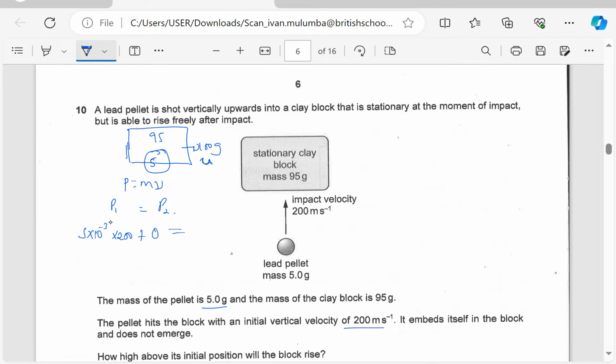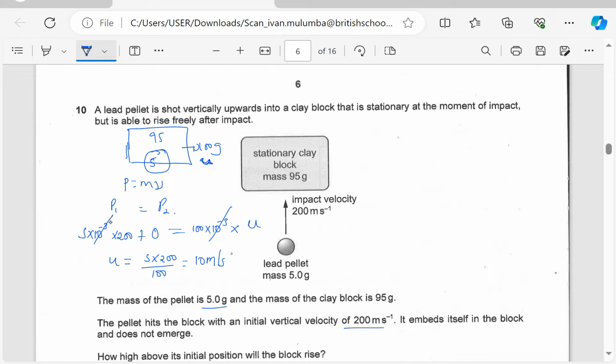After the collision, it becomes one body, which moves with the speed u upwards. So after the collision, total momentum is going to be the mass, which is 100 times 10 to the power of negative 3, times the velocity with which the system moves, which is u. So I'll cancel out this one. It means u is going to be equal to 5 times 200 divided by 100. So u is going to be 10 meters per second. So the initial speed with which the whole system moves vertically upwards after the collision is u.